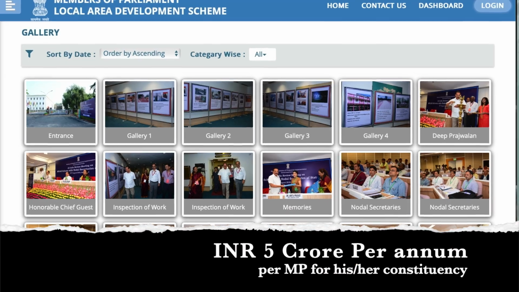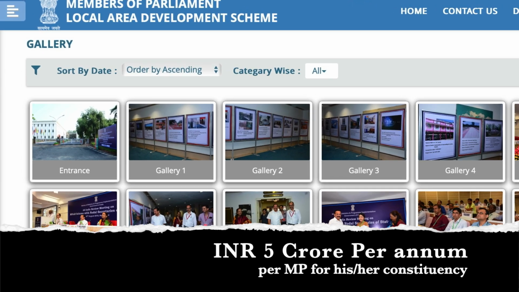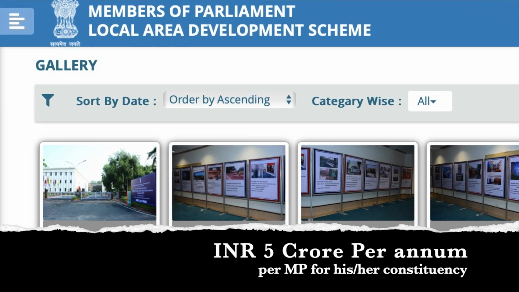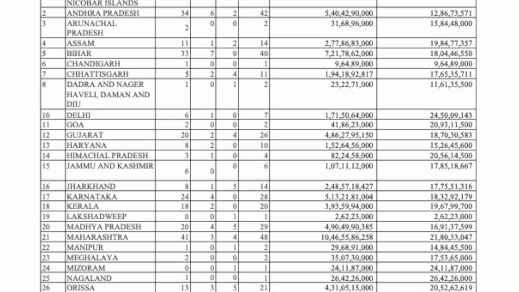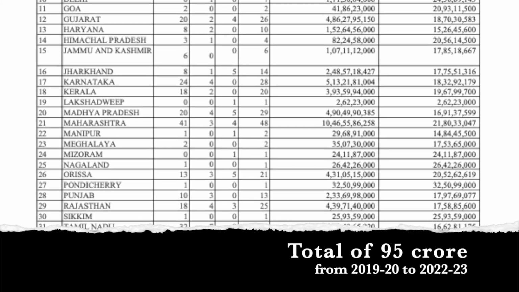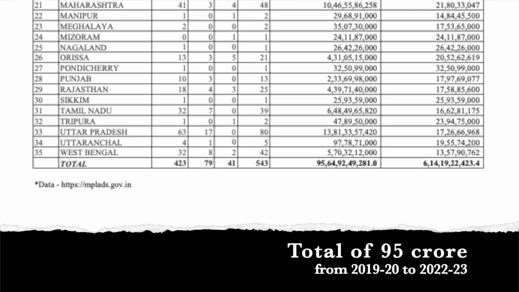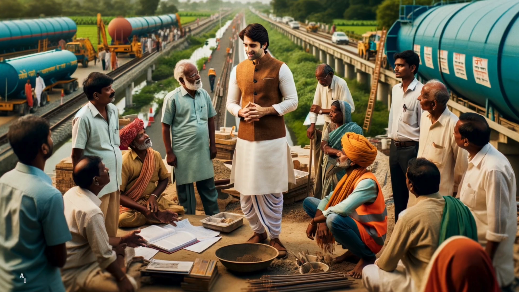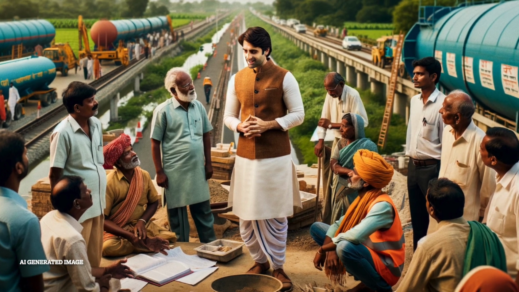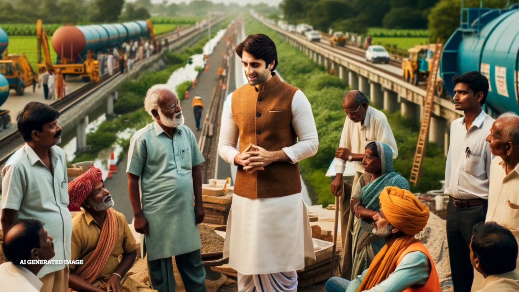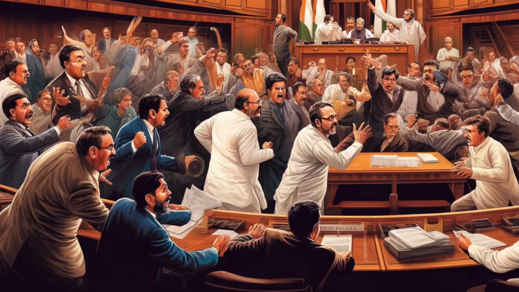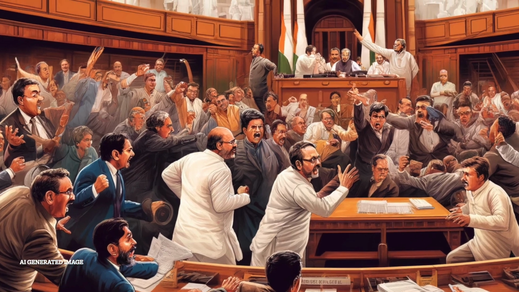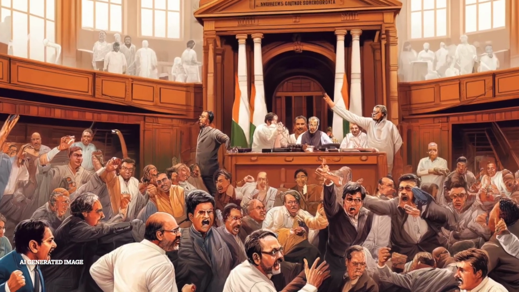The second problem is that MPs are eligible for 5 crore rupees per annum under the MPLADS scheme for the development of their constituency. From the period 2019 to 22-23, the government had released nearly 95 crore rupees. If these seats are increased, then there will be new MPs with new constituencies, and these MPs might also demand money for development of their constituencies. More MPs in the house could also disrupt the functioning of the house.